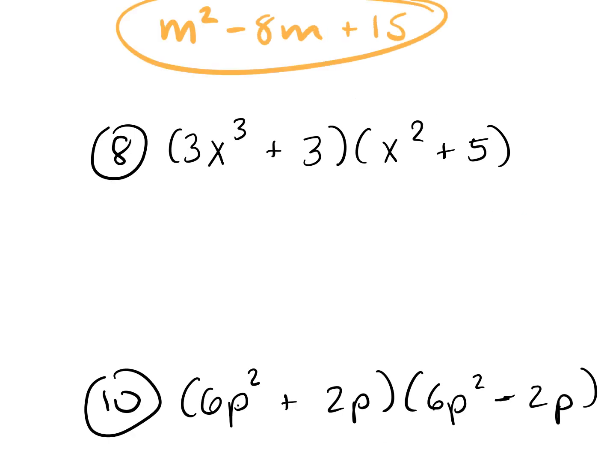What would we do to multiply 8? FOIL. So we start by multiplying our first. What is 3x to the third power times x squared?